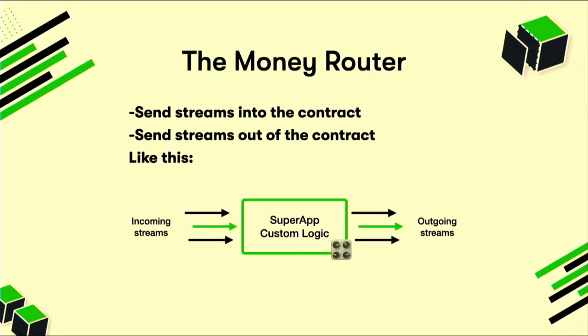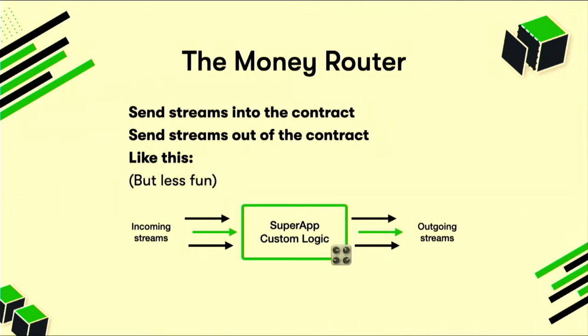Right, it's going to look a little bit like this. One of those super apps I showed you earlier, which can take streams and automatically send them out. It's just going to be a little bit less fun because it's not going to be automatic. I'll show you in a little bit an example of a contract that can automatically, the second it takes in a money stream, send it out. But we'll get into some of the more advanced stuff in just a second.